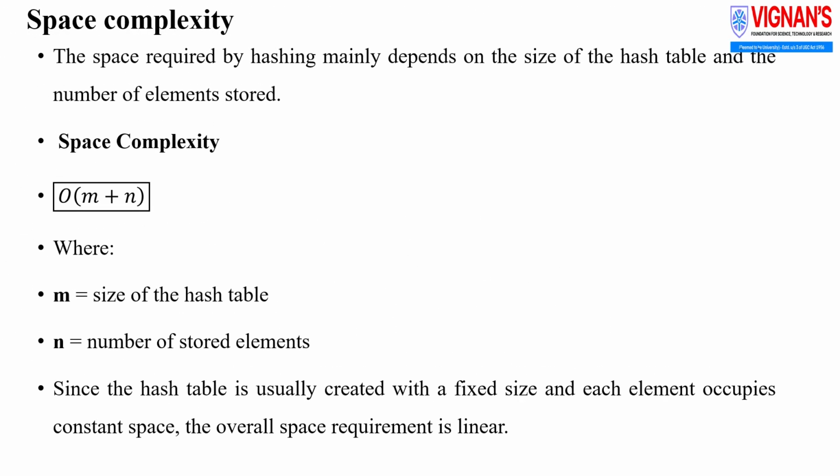The space required by hashing mainly depends on the size of the hash table and the number of elements stored in it. The space complexity of hashing is expressed as big O of m plus n. Here, m represents the size of the hash table, and n represents the number of elements stored. Since the hash table is usually created with a fixed size and each stored element occupies constant space, the overall space requirement grows linearly. Therefore, the space complexity of hashing is linear in nature.